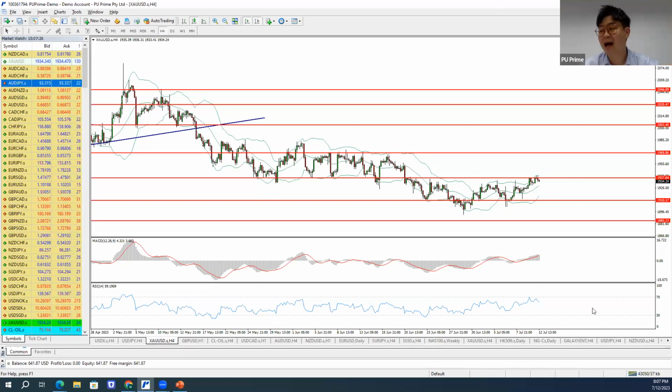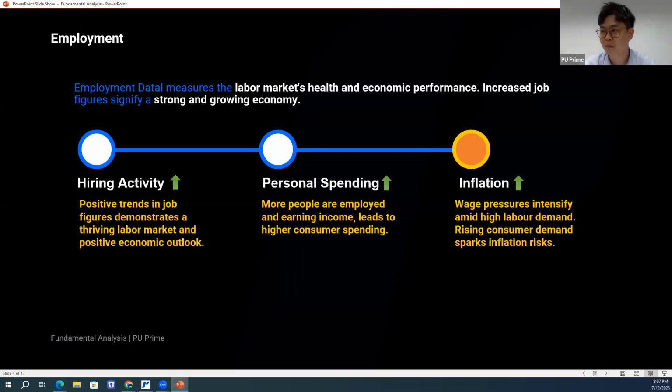So why are jobs data very important? We need to look at their correlations. When the jobs data provides a very good reading, it means a lot of people are getting jobs. When a lot of people get jobs, they get a salary, and when you get a salary, you are going to spend it. Once you spend it, the economy slowly becomes better and better. So business will start to expand. Good business expansion will attract a lot of investors to invest in that country and cause its currency to slowly move up.